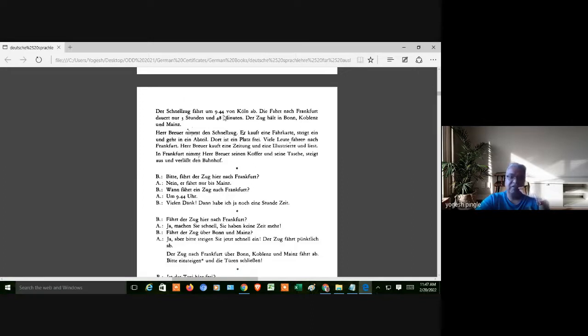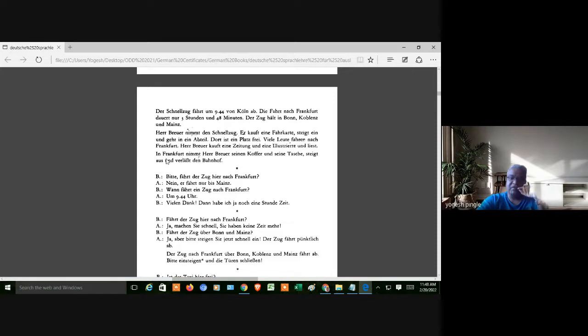Ich fahre, du fährst, ich fahre ab, du fährst ab, sie fährt ab, wir fahren ab, ihr fahrt ab, sie fahren ab. So conjugation is so simple. Conjugation is not the difficult part, whatever the prefix: ab, ein, or aus.